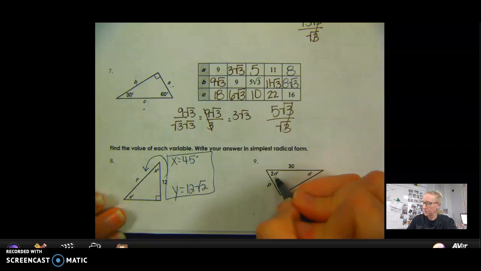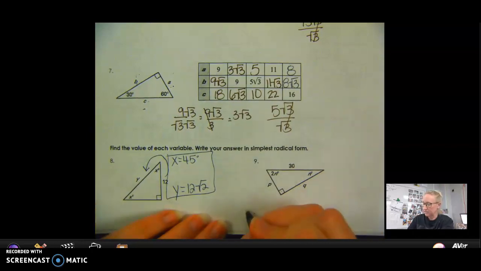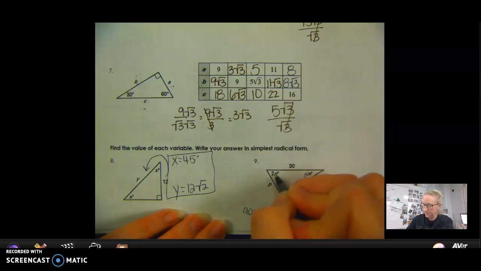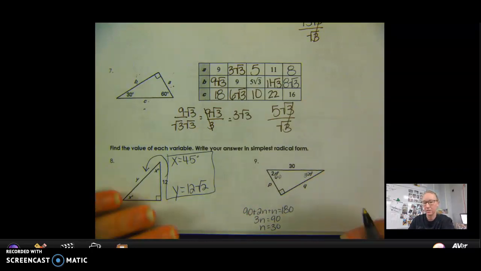All right, 2n and n, and this is 90. So that means 90 plus 2n plus n equals 180 degrees. That's in that triangle, right? So that's 3 n's equal 90. So n equals 30. So this is a 30. And if I plug in 30 here, I get 60. So this is a 30, 60, 90 triangle.